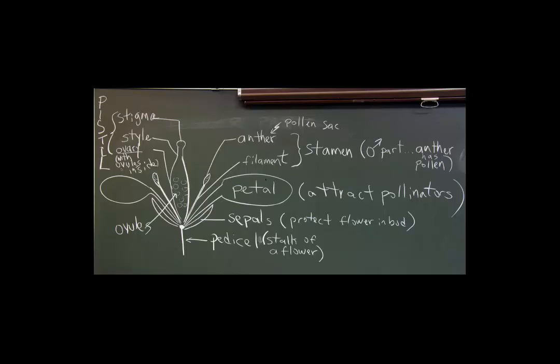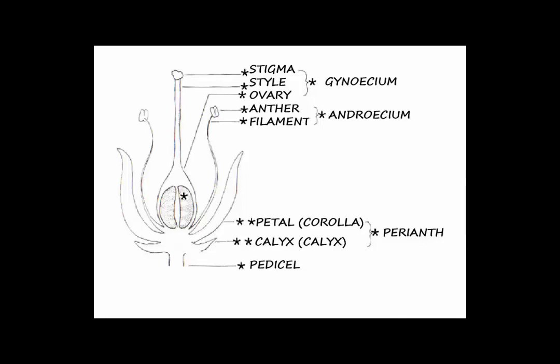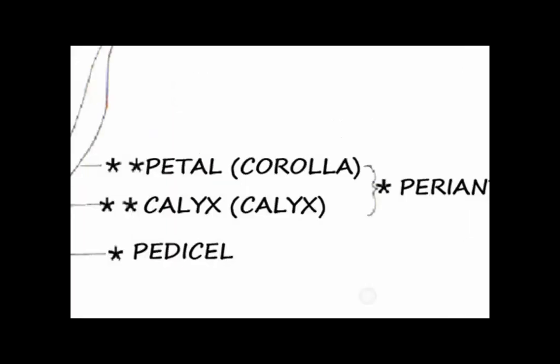So let's take a look at flowers in more detail. This diagram we've seen several times, or something like it, that shows all of the parts necessary to understand how flowers function in making fruits. And let's take a look at a slightly more intricate version that shows some of the collective terms.